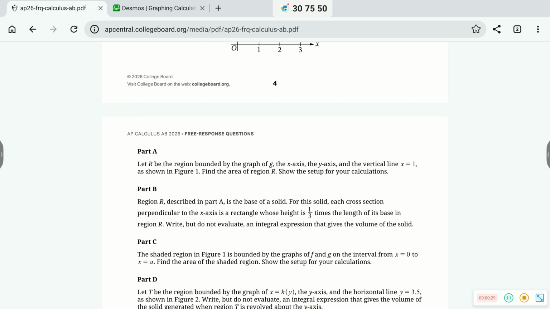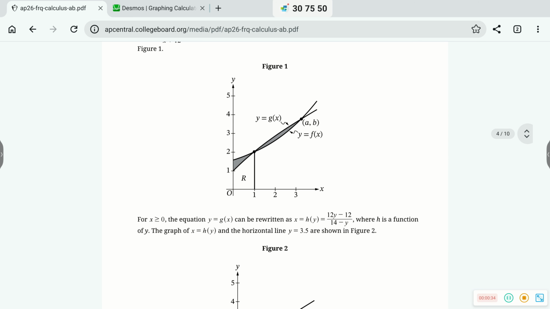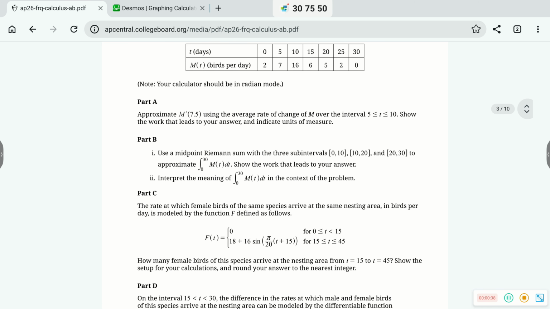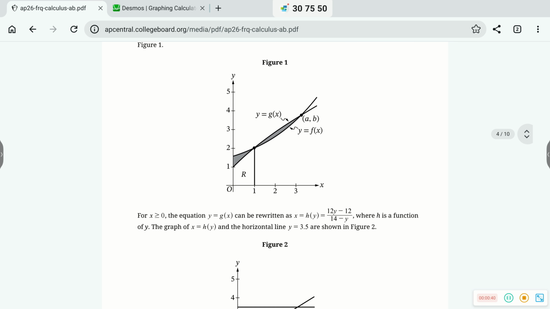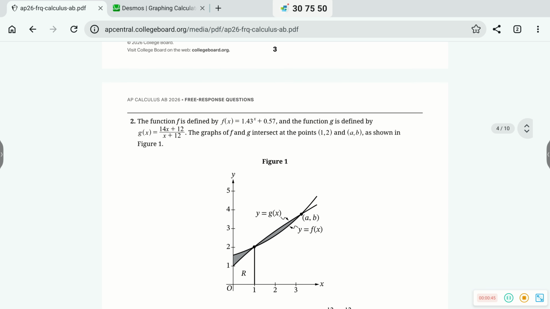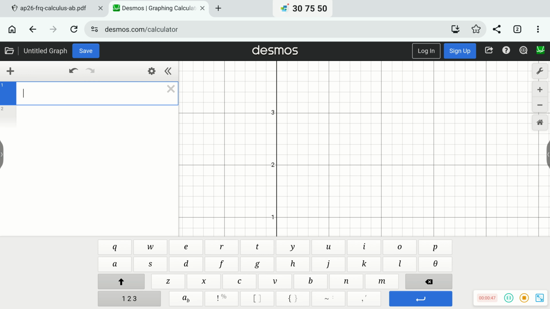Okay, g, so no f here. g, x-axis, y-axis, and x equals 1. Okay. So g is going to be typed into Desmos. g is (14x + 12)/(x + 12).